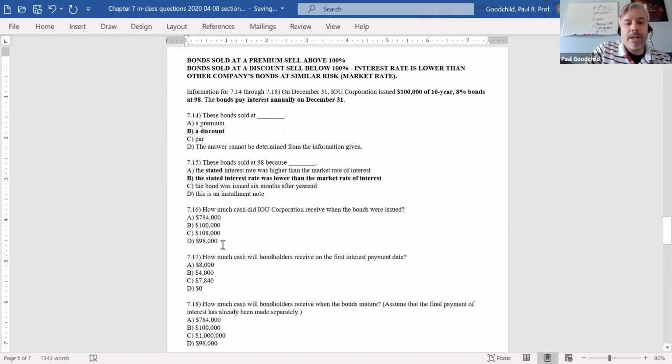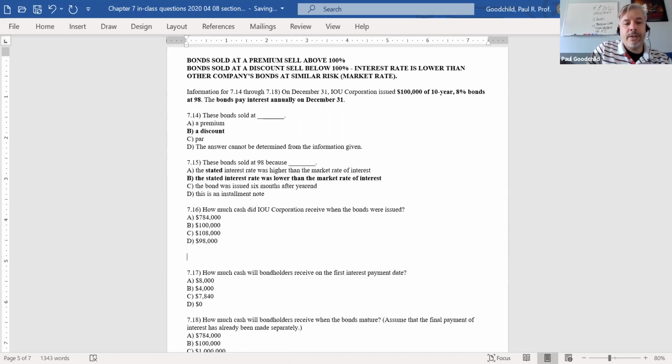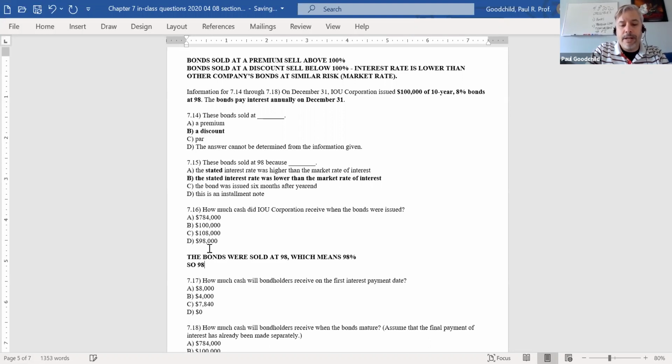And it says how much cash did the company receive? So the bonds were sold at 98, which means 98%. So 98% times 100,000 face value equals 98,000. So the answer is D.